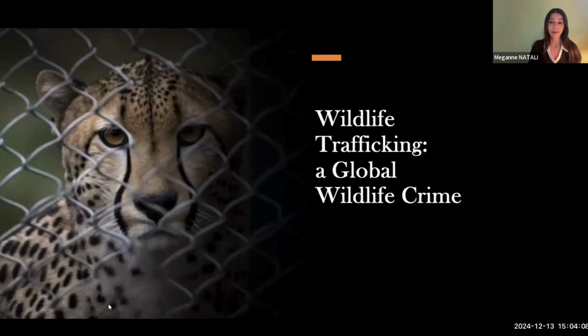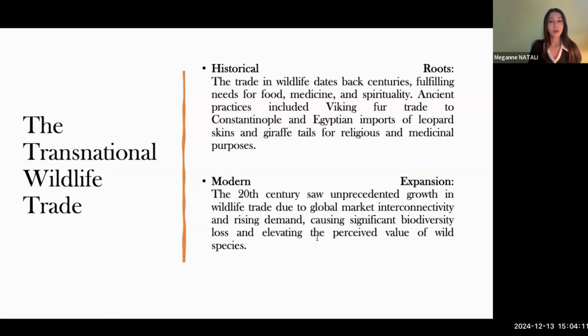So let's get started. The transnational trade in wildlife has long been part of human history. However, the unprecedented scale of its growth in the 20th century and the resulting mass decline of numerous species have raised urgent concerns about biodiversity conservation. This expansion, driven by the interconnectivity of global markets and a surge in demand for wild species, has significantly intensified international trade and elevated the perceived values of these species.